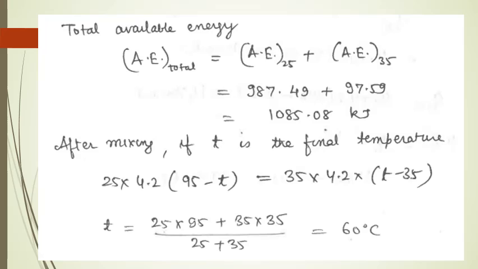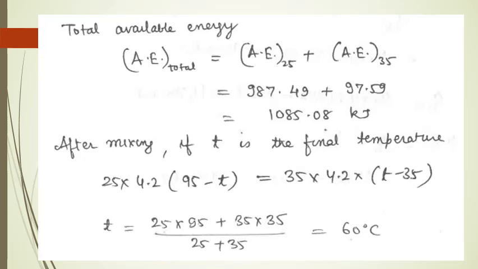Now after mixing, if T is the final temperature, then the water having the high energy value or high heat value will transfer its heat to the other amount of water which is at lower energy value or lower heat value, till they reach equilibrium. So 25 into 4.2 into 95 minus T is the amount of heat given by hot water, which is equal to 35 into 4.2 into T minus 35. This is the amount of heat taken by the cold water.